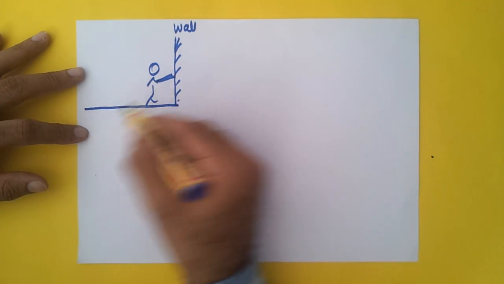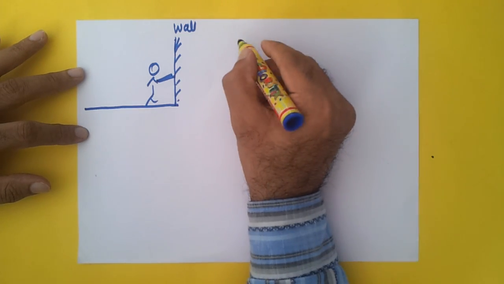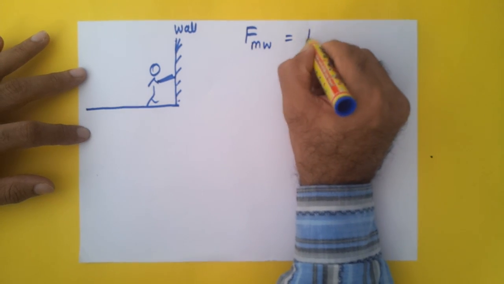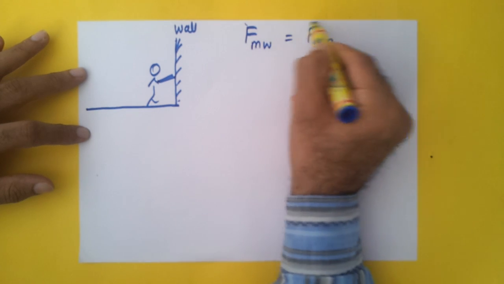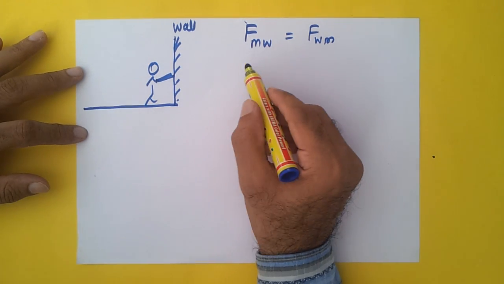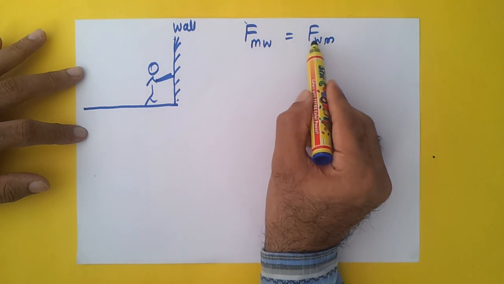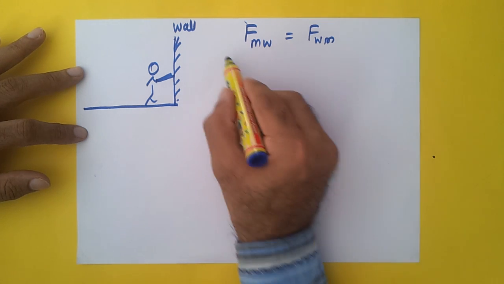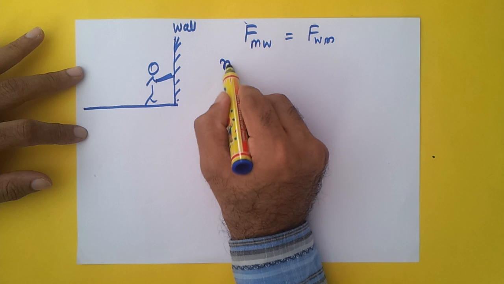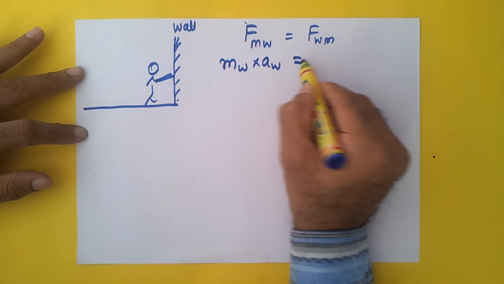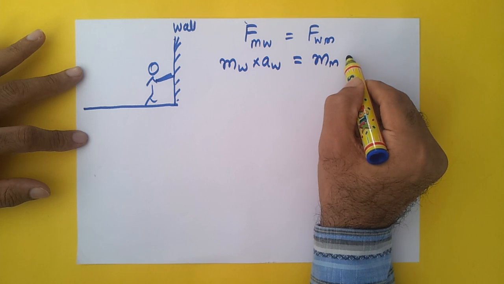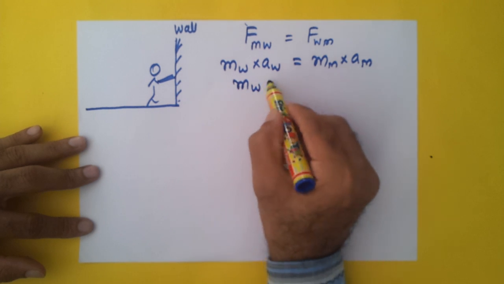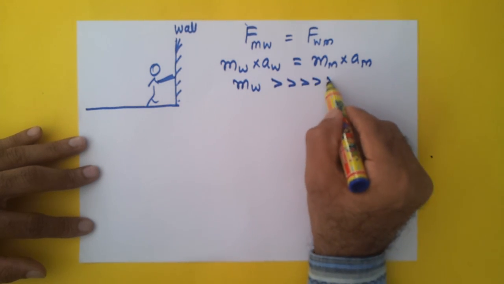Right? If I again use the equation that I used in the previous case, I'll write down force applied by this man onto the wall is equal to force applied by the wall onto the man. Of course, these are vector quantities, but we are ignoring that as of now. So force applied by man on wall is equal to force applied by wall on the man. This I can write as mass of the wall into acceleration of the wall is equal to mass of the man into acceleration of the man. In this case, mass of the wall is very, very large as compared to the mass of the man.